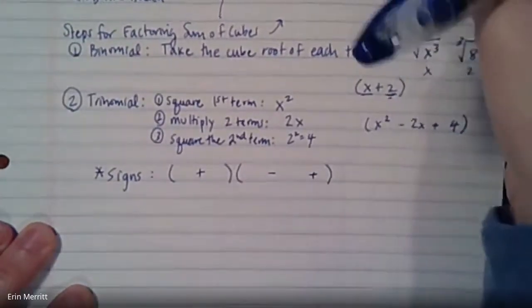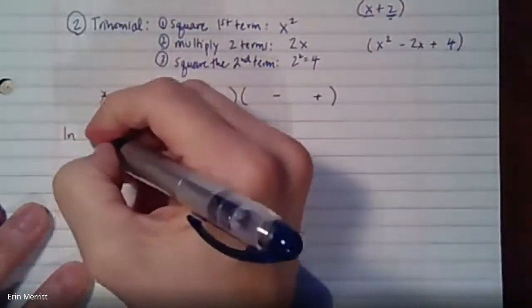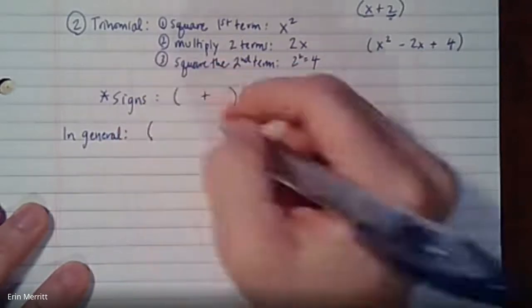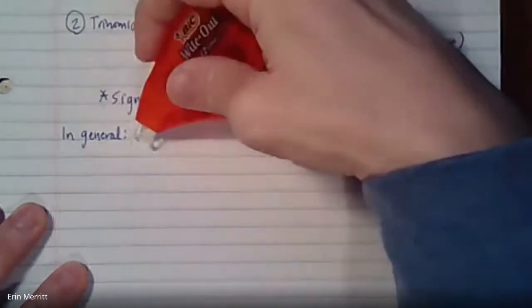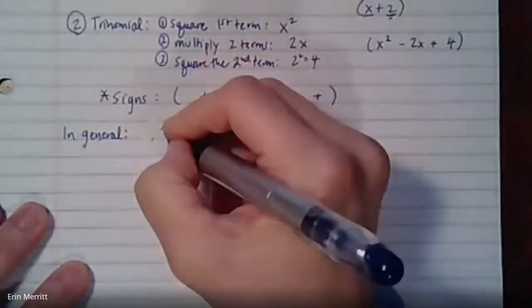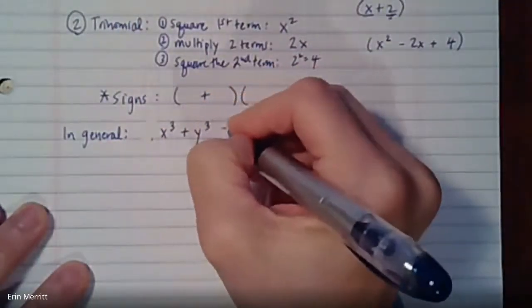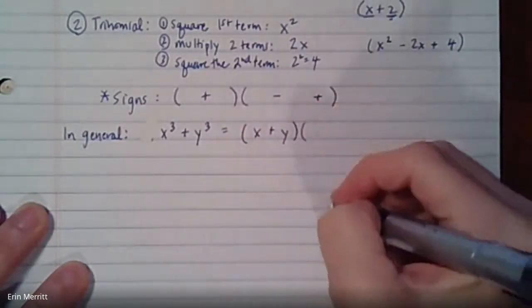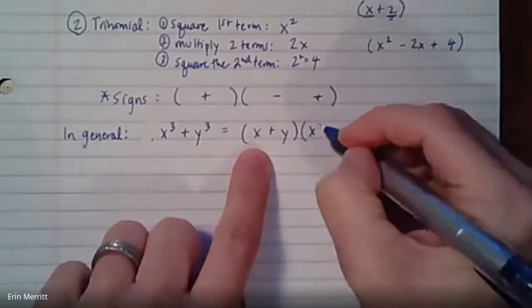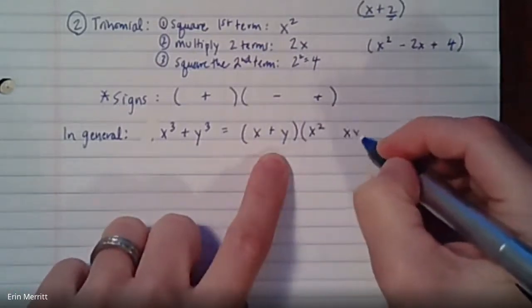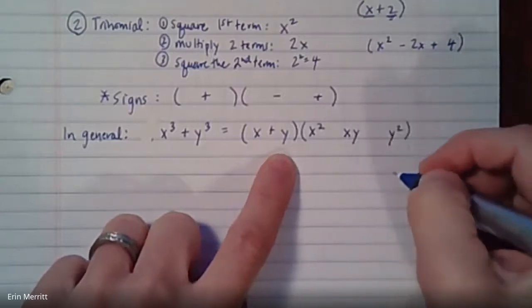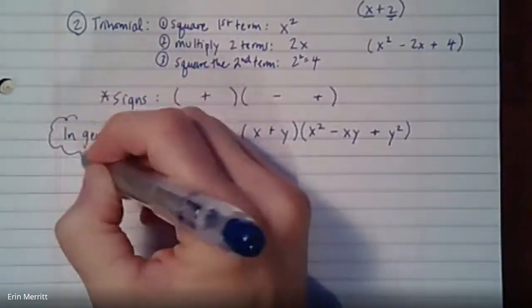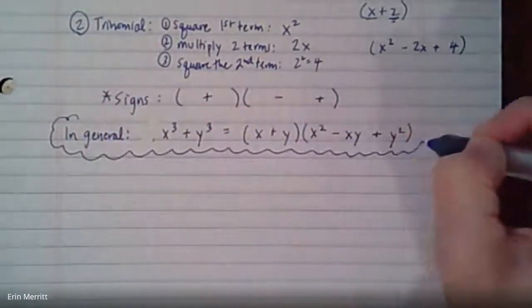And so what we can do is kind of write ourselves in general. If I have x cubed plus y cubed, in the first parenthesis will be the cube root of each, so x plus y. In the second one, it'll be this first part squared, so x squared. The product of the 2, xy. And then the last part squared, y squared, where it goes plus and then minus and then plus, right? So that's going to be what it should look like.